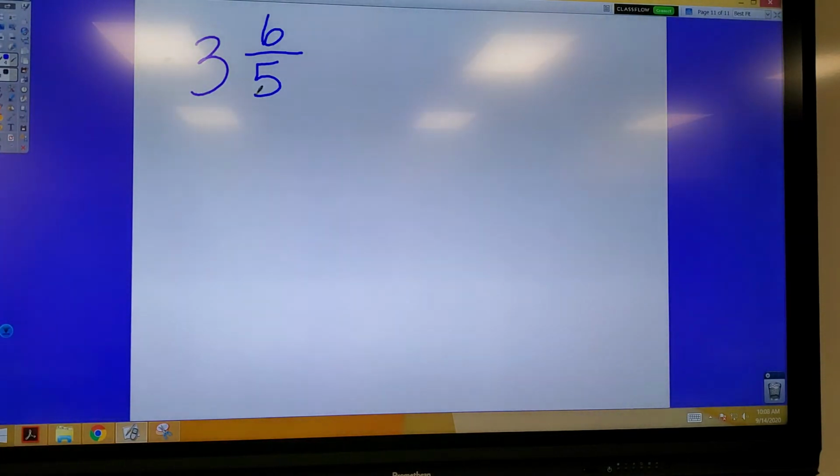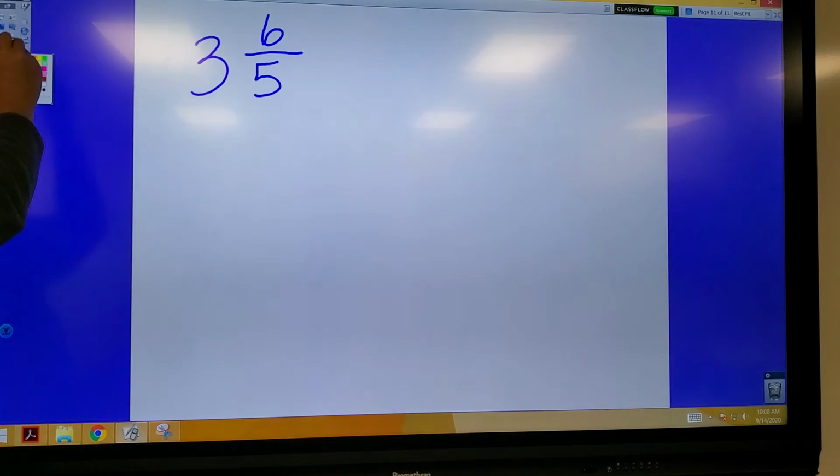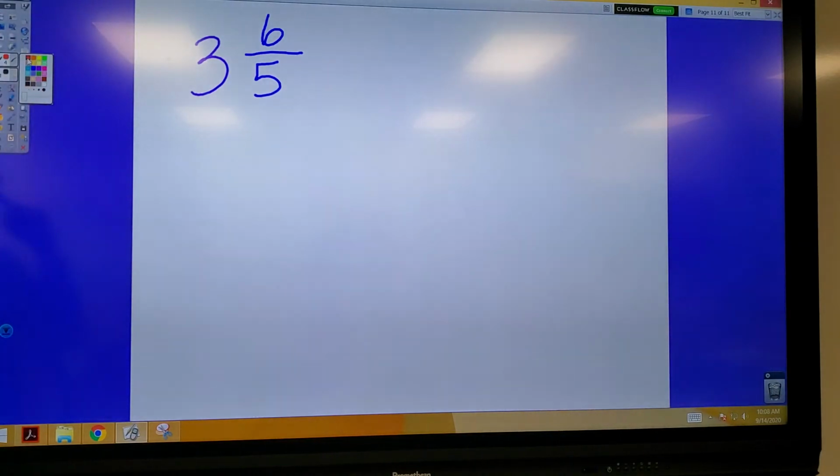But we have a mixed number. We want to write it as a mixed number. What do we get? Any ideas on what you would do here? Aiden, what would you do? You would do the same process as an improper fraction, and then you just add the other mixed number to the 3.